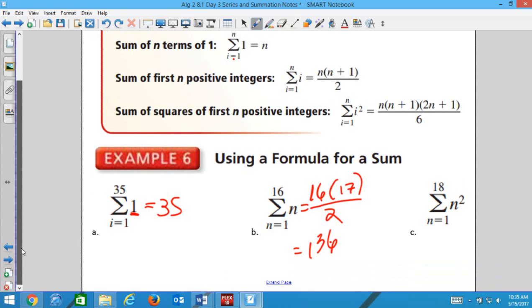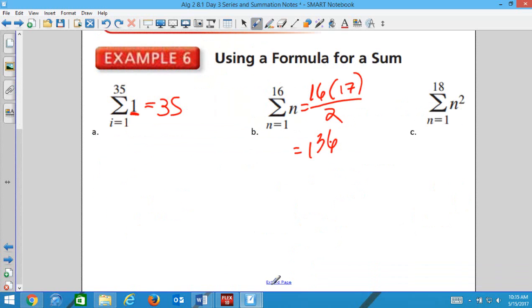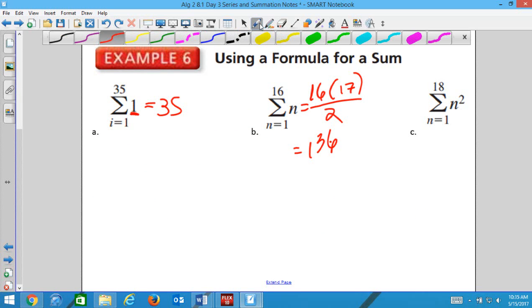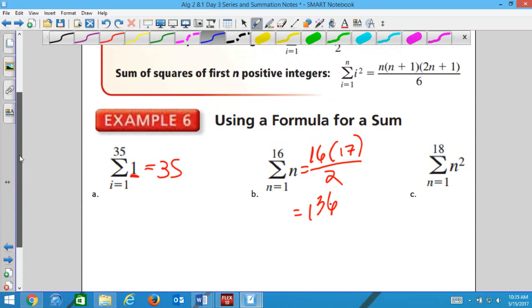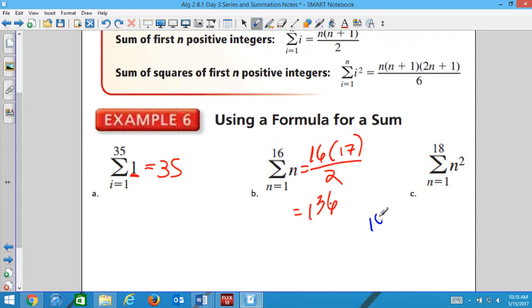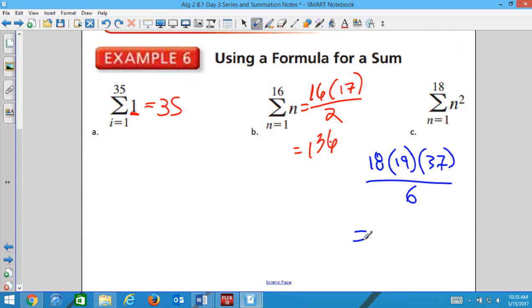And then the last one says to take the first 18 numbers, square them, and add up all the numbers. Have you done it yet, Brandon? He has not. So we're going to use the formula that says to take n, 18, multiply that by 18 plus 1, and multiply that by 2 times 18 plus 1, over 6. So 18 times 19 times 37 divided by 6. 2,109.